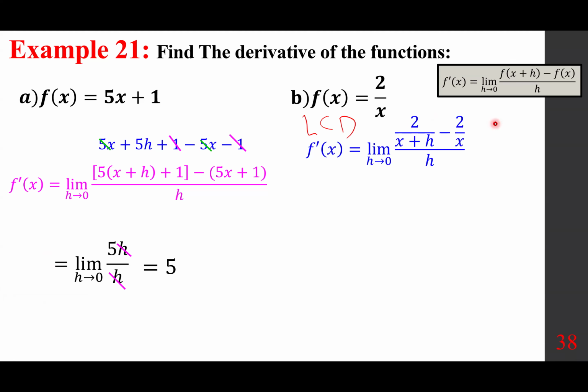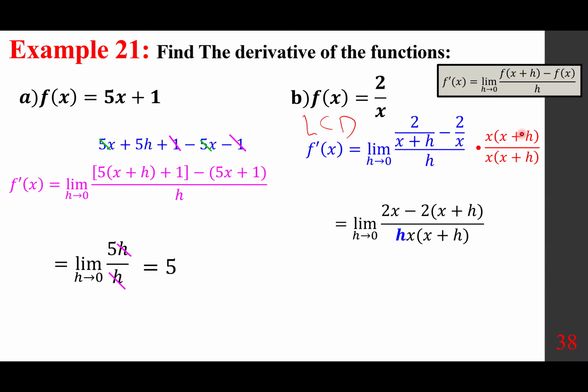So you're going to multiply the top and the bottom by it. The bottom, you keep it as a product. The top, if you multiply these two, x plus h goes away, you get 2x. If you multiply this, x goes away, minus 2 times (x plus h). So the complex fraction becomes a simple fraction. So this is 2x minus 2x minus 2h. These two cancel each other. We can get rid of the h.